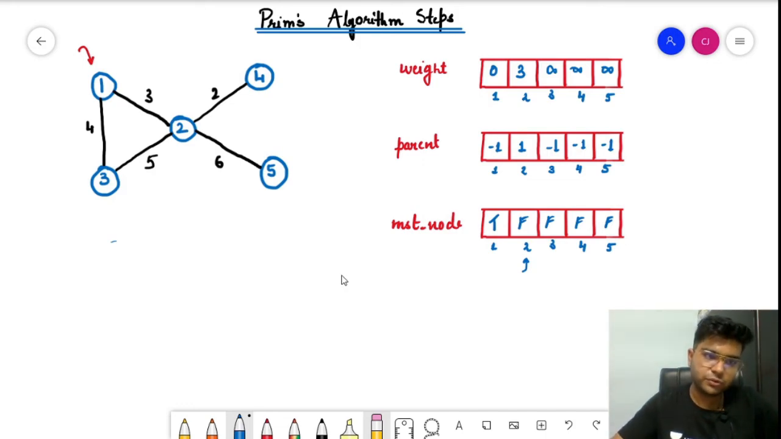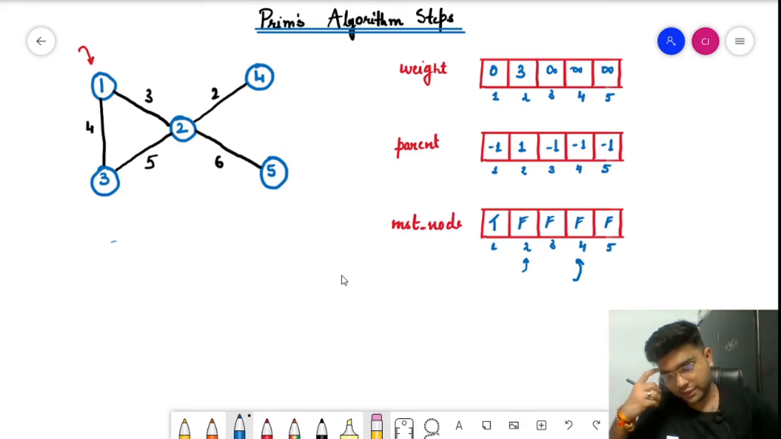Now we have one more edge, one more connectivity between 1 and 3, with the weight 4. Same process we will do. We'll check whether this node is a part of MST or not. We'll not make it true now, because we do not know that there can be another possible option which could be better. So we'll just update the weight and the parent right now.